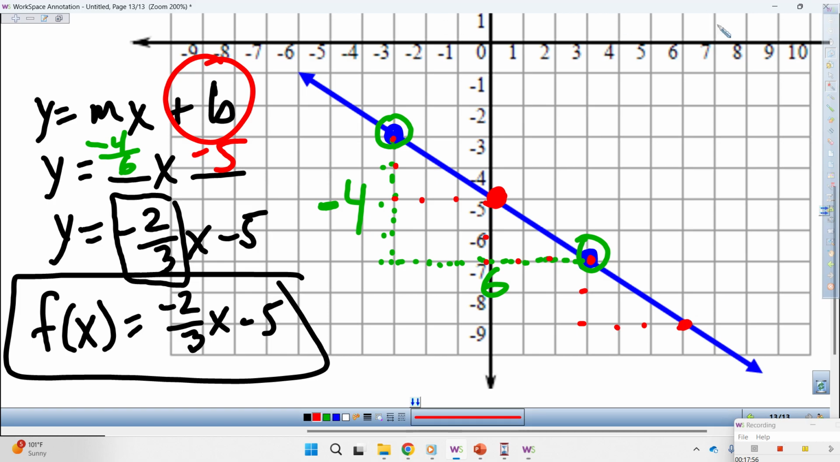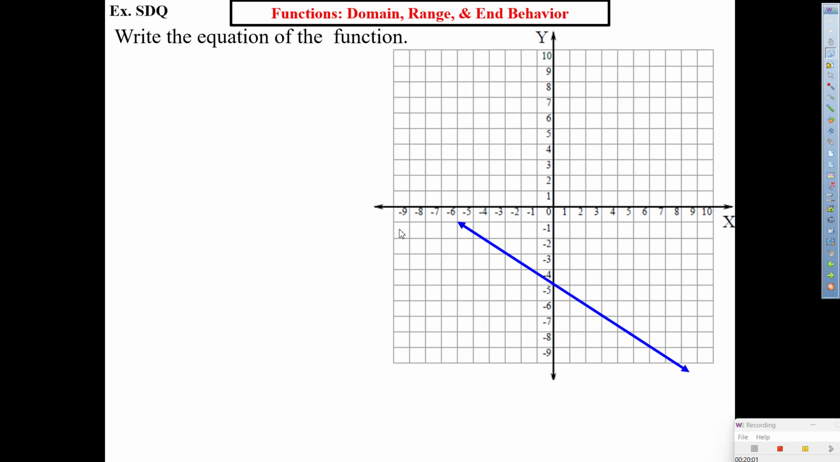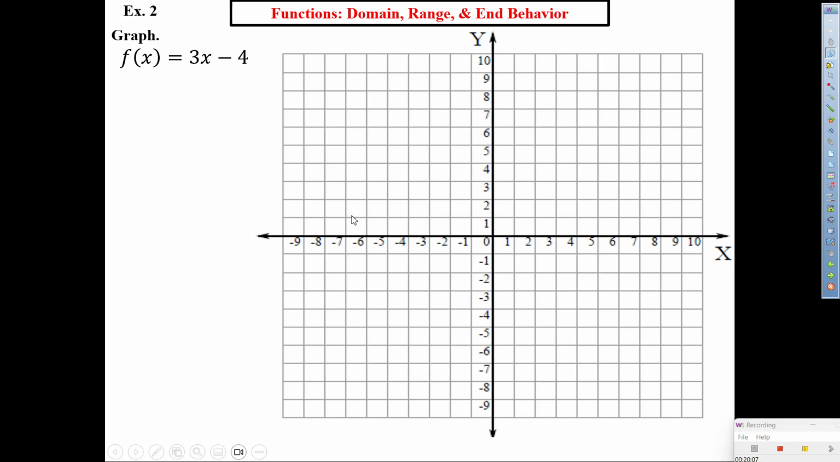All right, so I got 4s and 5s writing an equation from a graph. Now let's go backwards. I'm going to give you the equation, and now we're going to graph it. Get another graph in front of you. Example number 2. Turn to the small side. Example 2, I want you to write: graph f of x equals 3x minus 4.